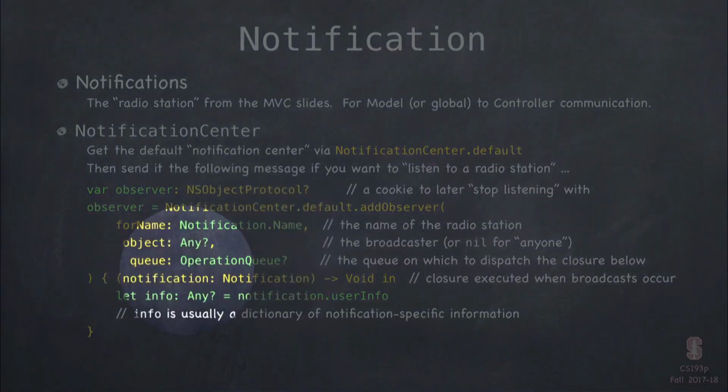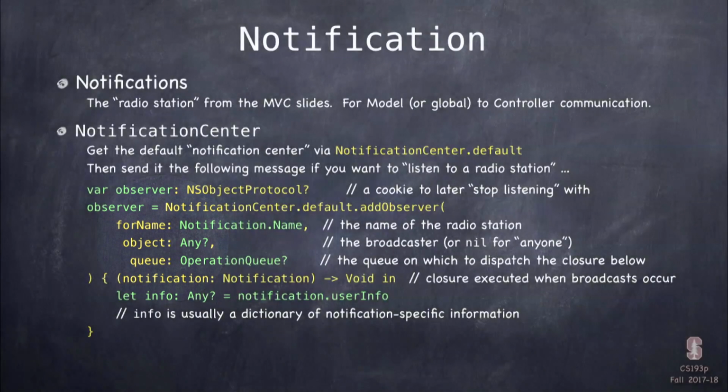All right, the next thing is this object Any. That is who's broadcasting on this radio station, because unlike real radio stations, multiple people can broadcast on the same frequency. And that's perfectly allowed, and this just says who did the broadcast that you're receiving when your closure gets called here.